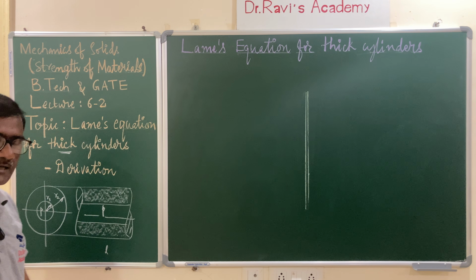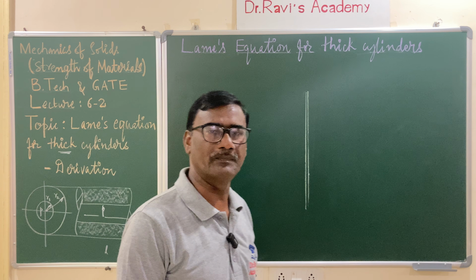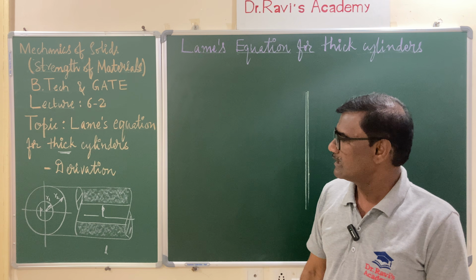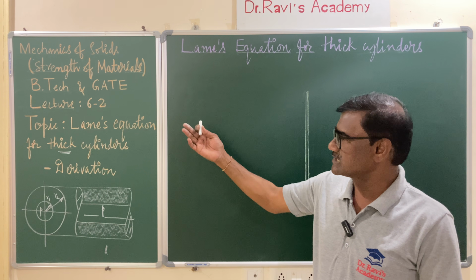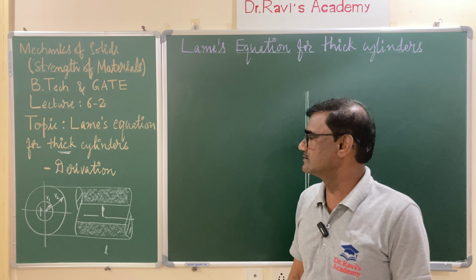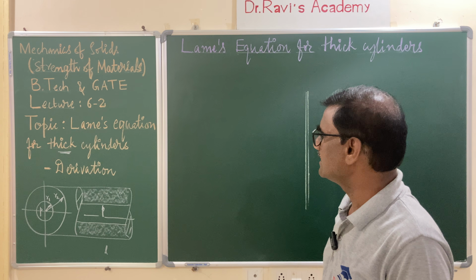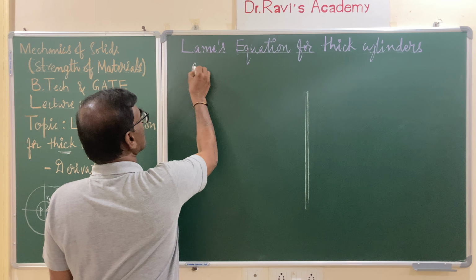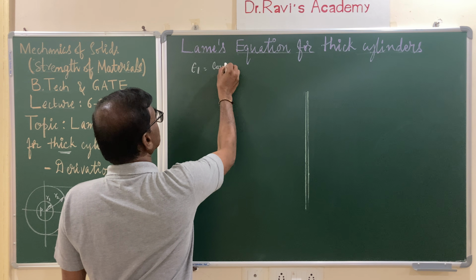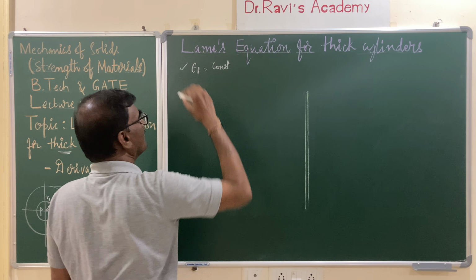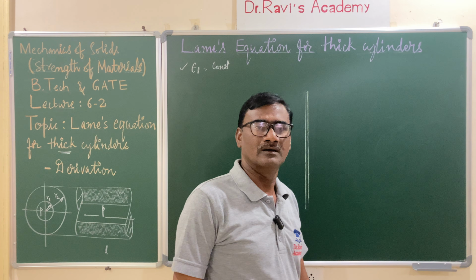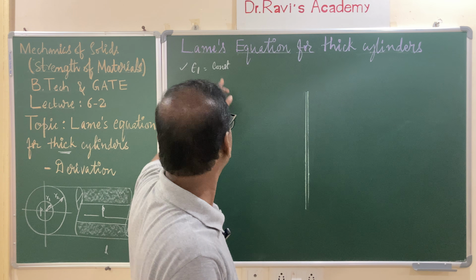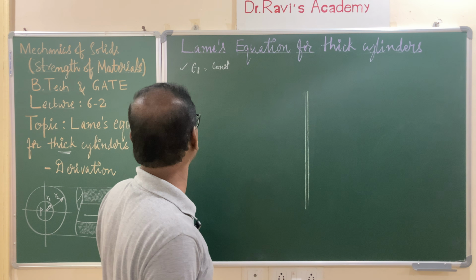Now, when the high pressure fluid is flowing through the pipeline, obviously the radial stresses are developed in the material, and let us derive the expression for the thick cylinder stresses, that is Lame's equation. In this we have one important assumption, that is epsilon L is a constant. Apart from this, the material is homogeneous, isotropic, and it is loaded within the elastic limits.